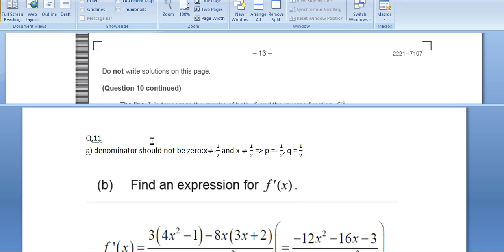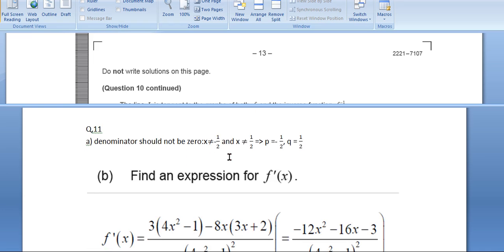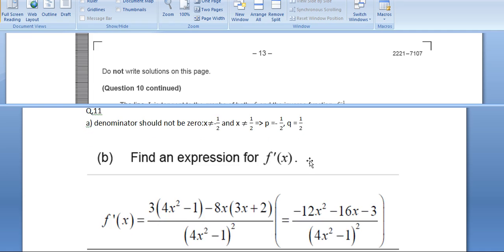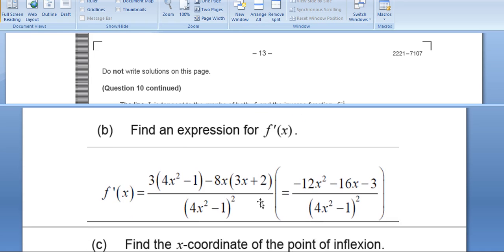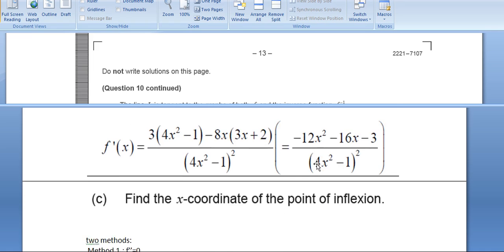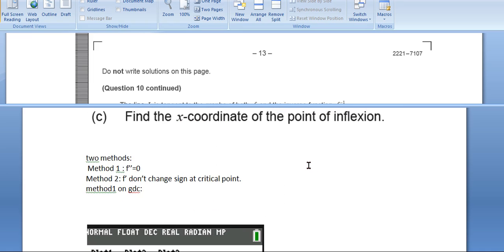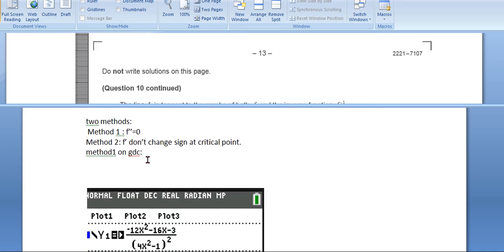Question 11. The denominator should be not 0, x not equal. So we have two values, P not equal to -1/2 and Q equals 1, 2. Find expression for f prime, just differentiation of ratio rule. Find x coordinates of point of reflection. Method 1, I'll use method 1.